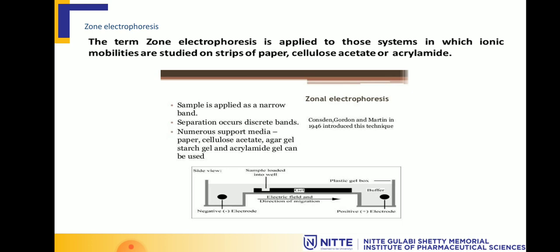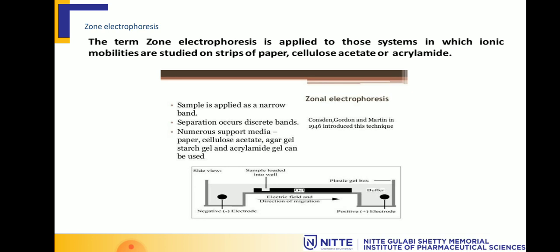When you apply the sample onto this supporting medium and you apply an electric potential difference on it, the mobility of the ions present in your sample starts. The migration of these ions depends upon their charges, size and shape. After a certain time of migration, you will see that all these ions of different nature are present in the form of zones. So this is called zone electrophoresis. That's the meaning of zone electrophoresis.